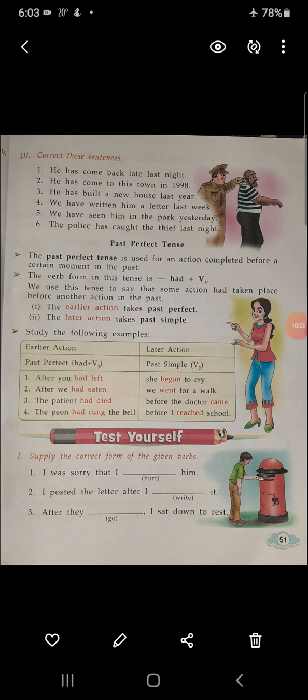After we had eaten, we went for a walk. The patient had died before the doctor came. The peon had rung the bell before I reached school. So there are two sentences, right? One is past perfect, another one is past simple, and both these sentences are interconnected with each other. And we have used had over here. See the examples. After you had left, had, because whenever you are writing a sentence in past perfect tense, we have to use had. Now there is also some work. Test yourself.